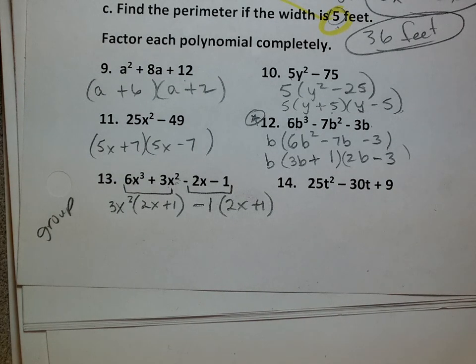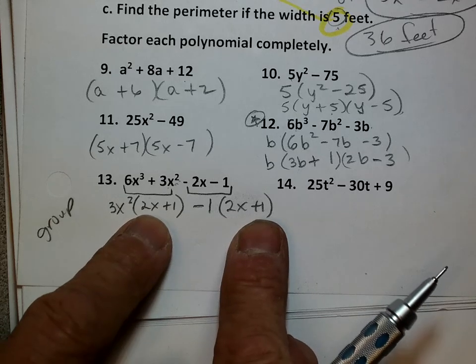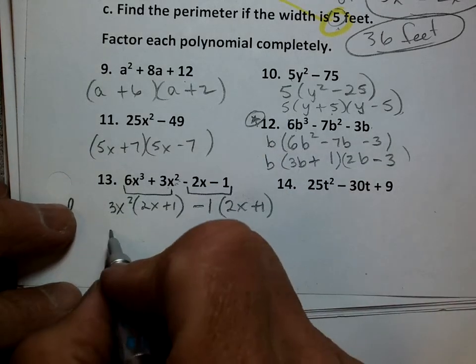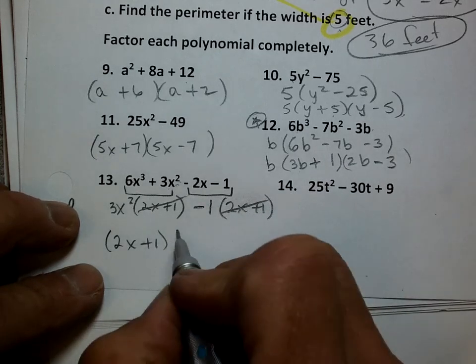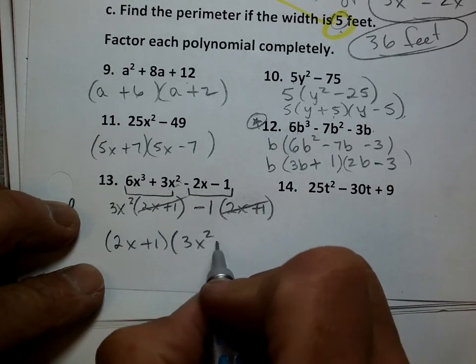Now, what do they both have in common? 2x plus 1, right? Everything. So I'll take out parentheses 2x plus 1. And what's left over? 3x squared minus 1.